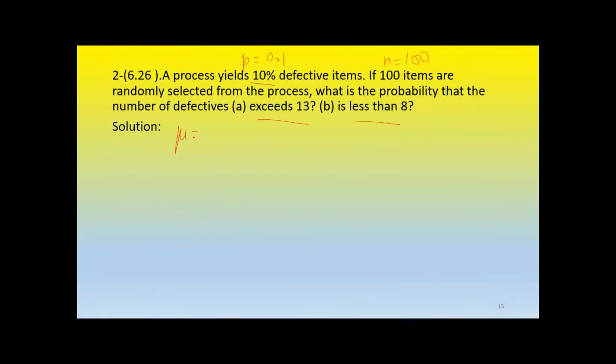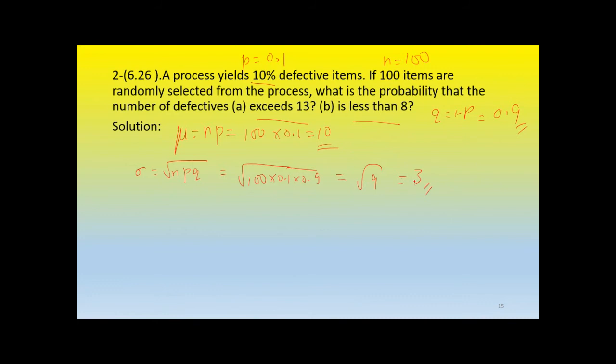What is mu? Mu is n times p, which is 100 into 0.1, which is 10. If p is 0.1, what is q? Q is 1 minus p, which is 90%, which is 0.9. Therefore, sigma is the square root of n times p times q, the square root of 100 into 0.1 into 0.9. You get the square root of 9, and you get 3. So remember, mu is 10, sigma is 3, to get the normal approximation from binomial, right?